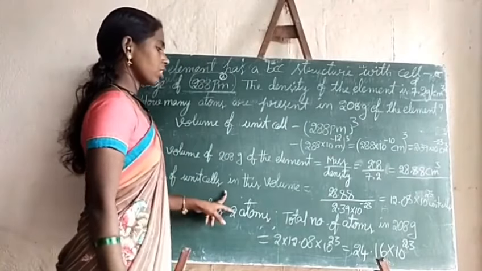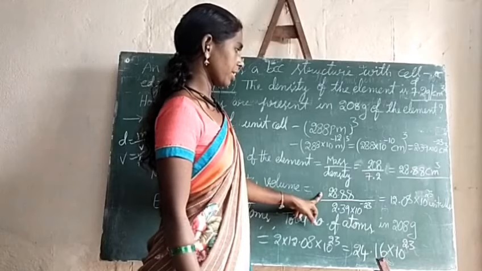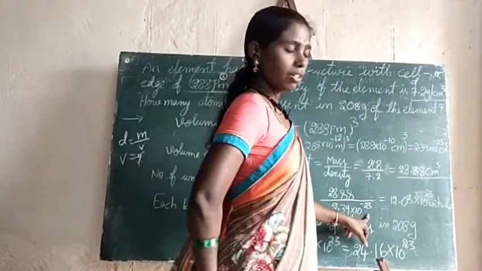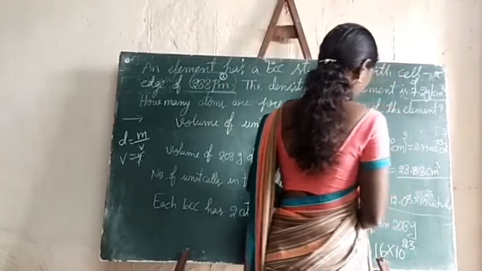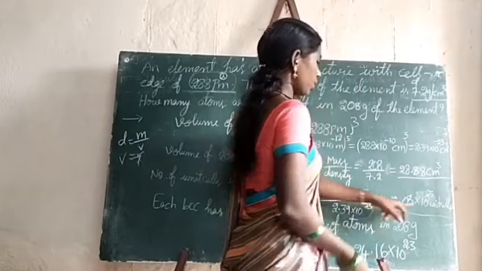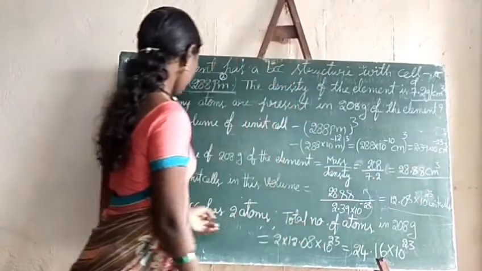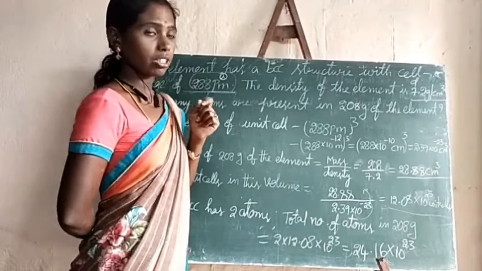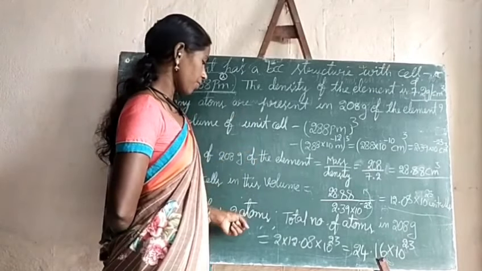Now number of unit cells in this volume: 28.88 by volume of the unit cell, 2.39 into 10 to the power of minus 23. If we do that, we can get 12.08 into 10 to the power of 23. The 10 to the power of minus 23 in the denominator becomes plus 23 when it comes up. Next, each BCC has 2 atoms. So each body centered cubic lattice has 2 atoms. Already we discussed this in our previous sections.